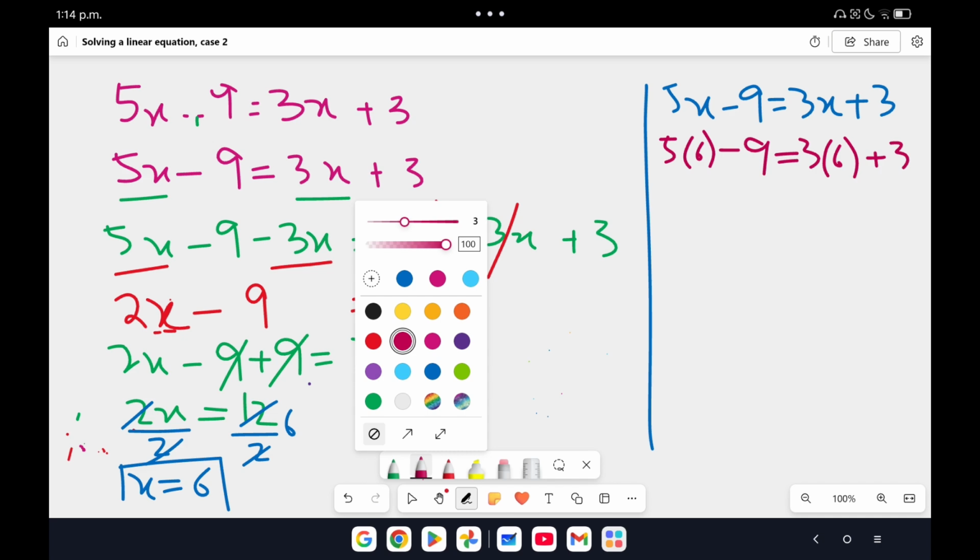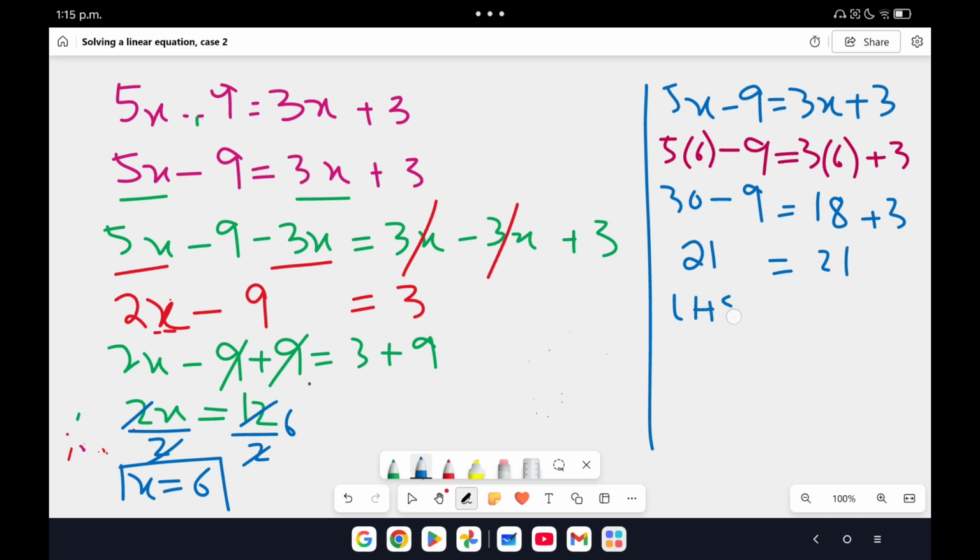So over here we'll use arithmetic operations. 6 into 5 is 30 minus 9. Subtracting these would give me 21, and at the right hand side 6 into 3 is 18. Adding 18 and 3 would give me 21. So you can see that since both the sides are the same, we can say that the value of x equals 6 is true for the given equation.